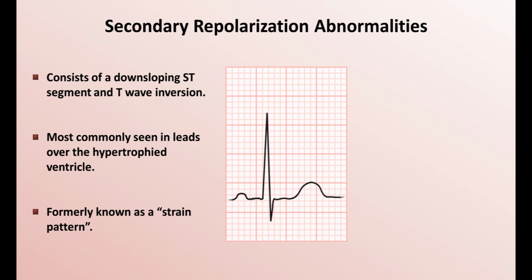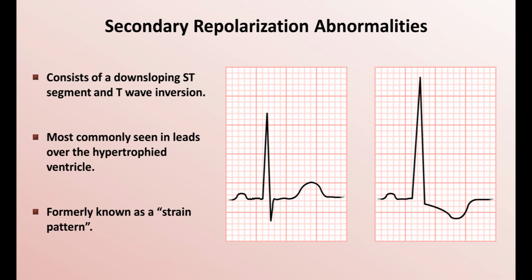Here's a picture of a normal QRS complex that might be seen in a lateral precordial lead, that is V5 or V6. And here is a picture of a QRS complex in those leads in a patient with LVH. You can appreciate the depressed and downsloping ST segment, which then leads right into an inverted T wave. Other causes of secondary repolarization abnormalities include bundle branch blocks and pre-excitation, which will be discussed in other lectures.